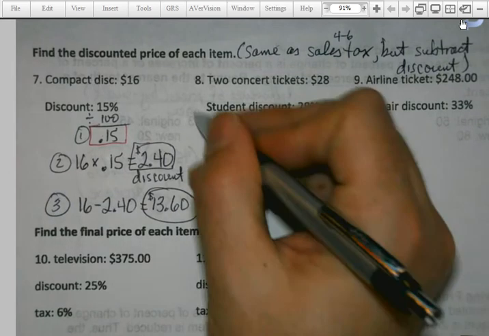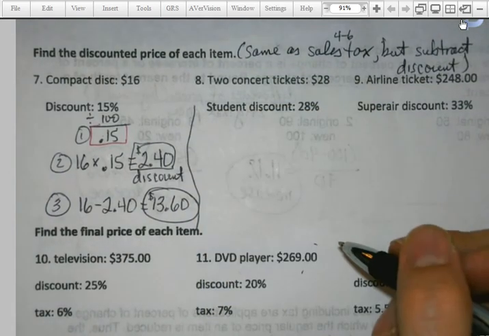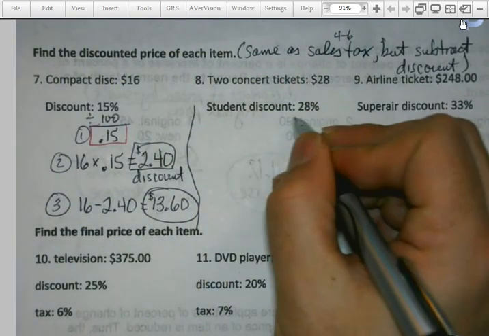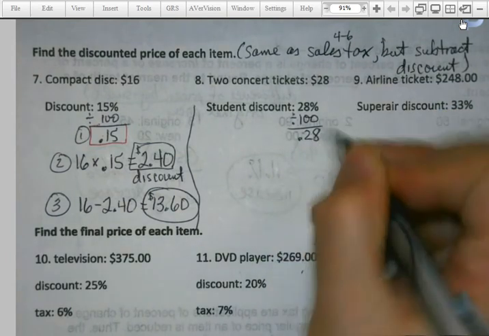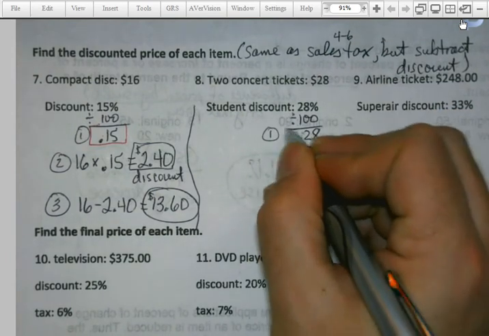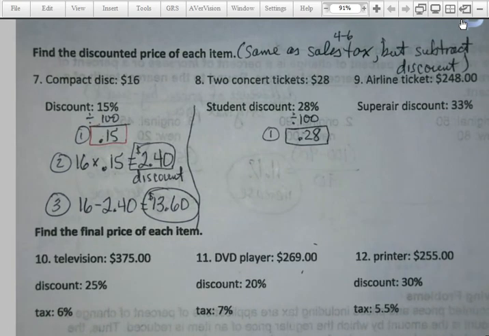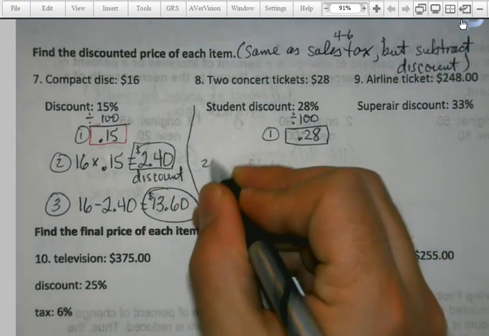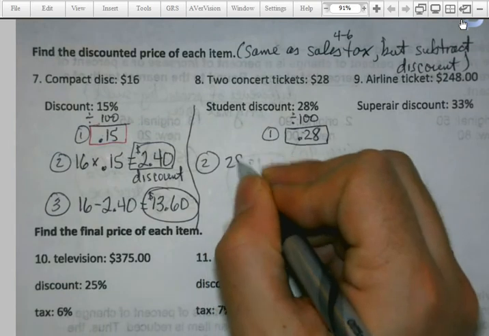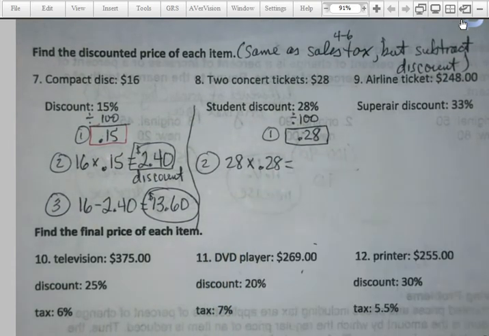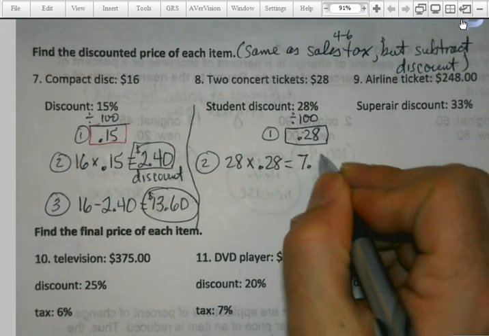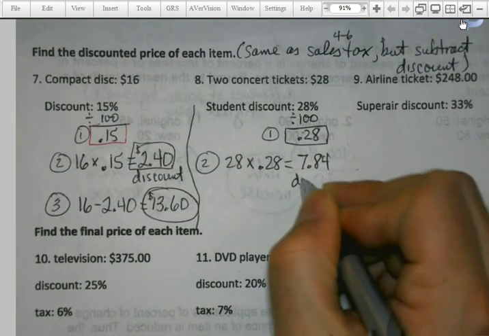Okay, so again, let's just do one more of these, because then we're going to put both of them together, and then it's going to get real interesting here. Divide by 100, which is just moving the decimal place. So that's my decimal form of my discount. We have lots of 28s working here. Price of the ticket times the discount gets me how much I would save.